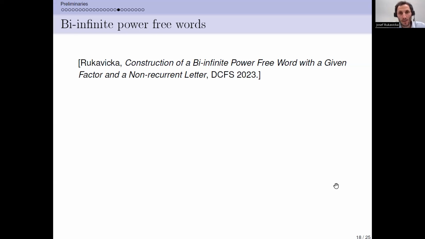Then last year, at the conference Descriptional Complexity of Formal Systems, I presented another result, which was an extension of the previous one. In the first paper from 2020, I was considering only one-sided infinite words. But to be able to attack the conjecture of Shur, I needed to generalize my results for bi-infinite words. So that was the aim of this paper.